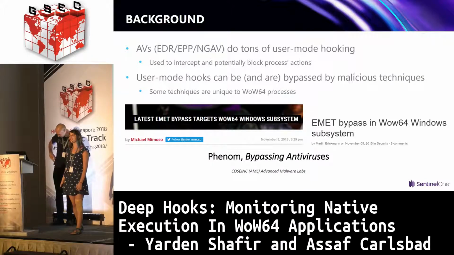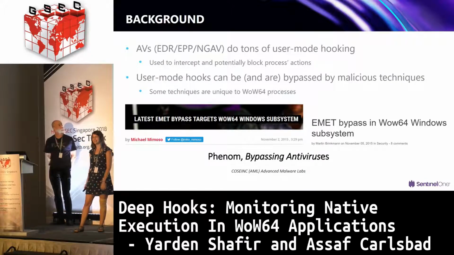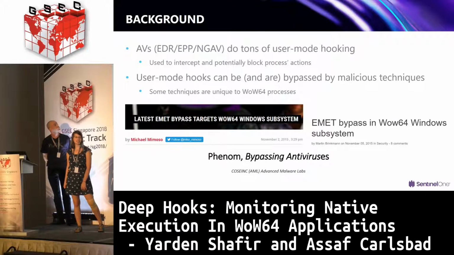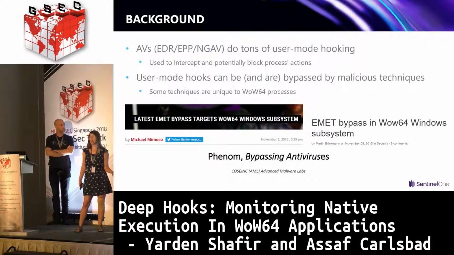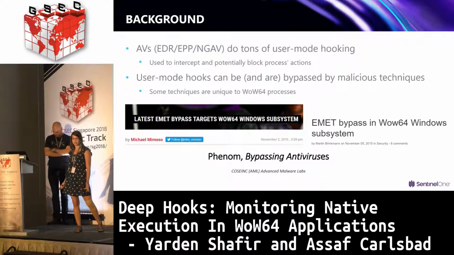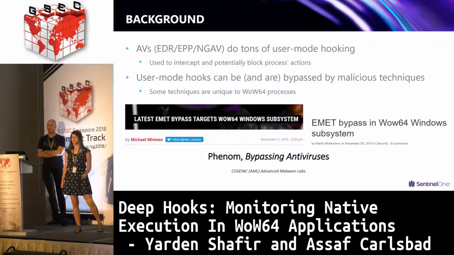So before we start talking about the project, let's have a bit of background information. AVs and security products in general want to monitor everything that's going on in the system and specifically inside of each and every process. A common way to do that is by using user mode hooks placed on interesting API functions, such as those that deal with memory management or inter-process communications. These hooks allow them to see every call to such functions and monitor what's happening inside of all of these processes. A major disadvantage of these hooks is that they can be quite easily bypassed by various different bypass techniques.